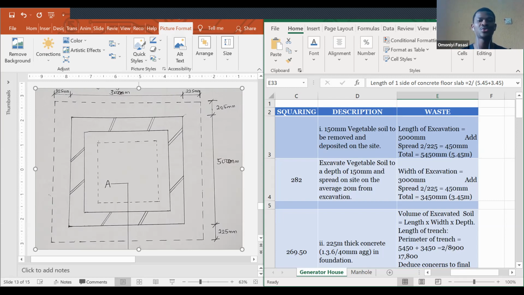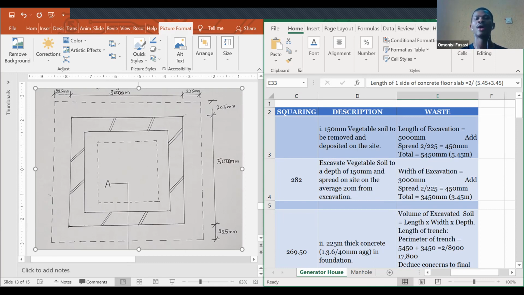Then the next thing is 2/225. Why is it 2/225? I could have said just 2 times 225. I could have just said 225 plus 225. But in this case, I use 2/225. Why? For proper representation. Then I do the normal addition and I am good. We cool? Yes. Okay, excellent. So that was the same thing I had to do for my width. So width is 3000 plus 225 plus 225, and we get the total.